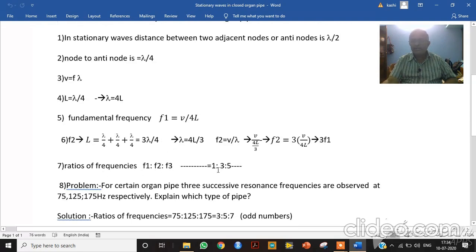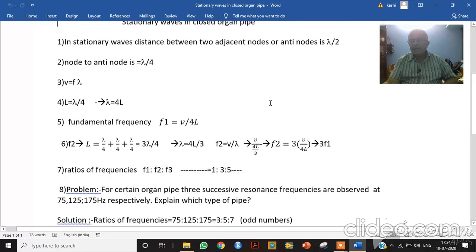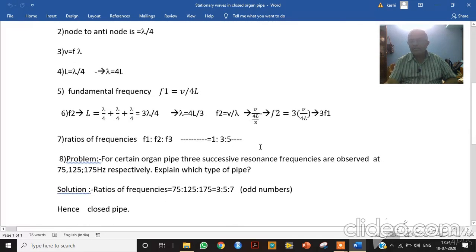If you find other frequencies in a similar manner, you will get F1 is to F2 is to F3 is equal to 1 is to 3 is to 5. So in closed organ pipes, frequencies are in the ratio of 1 is to 3 is to 5 is to 7, and so on. So here only odd numbers are there. In case of open organ pipe, you are getting all numbers, 1 is to 2 is to 3 is to 4 is to 5, and so on. So you have to remember the difference between these two.